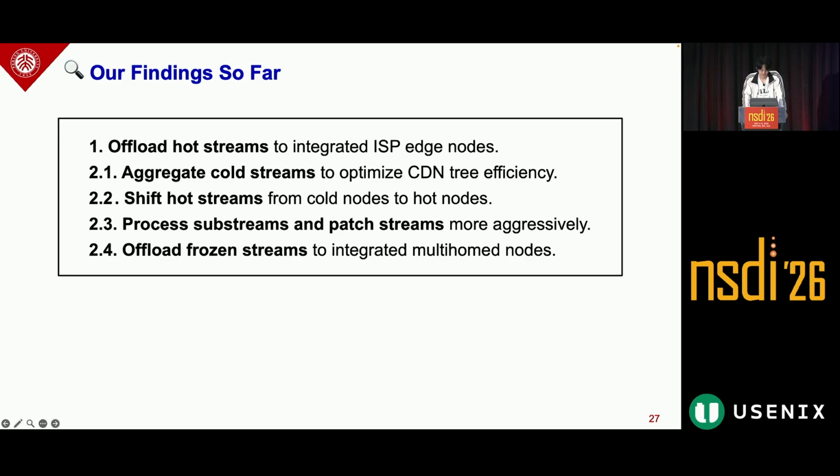Offload hot streams to integrated ISP edge nodes, and aggregate cold streams to optimize tree efficiency. Shift hot streams from cold nodes to hot nodes specifically. Process substreams and patch streams more aggressively in terms of aggregation, and offload the frozen streams to integrated multi-homed nodes.